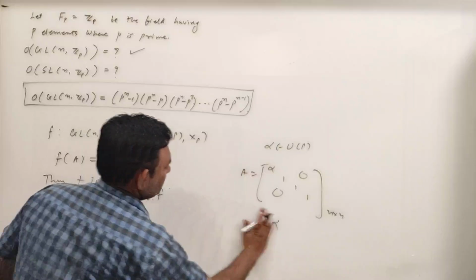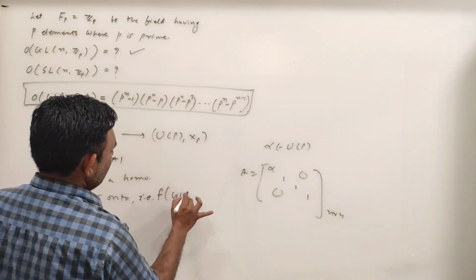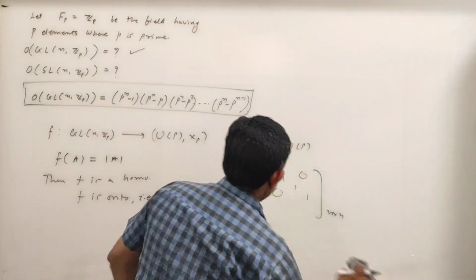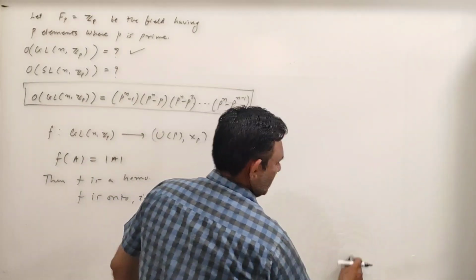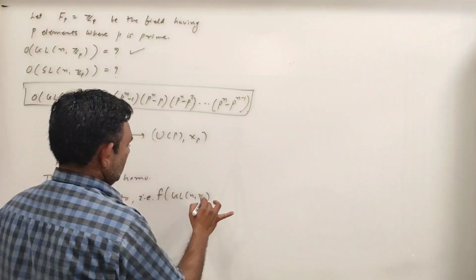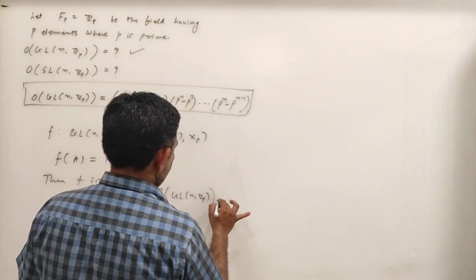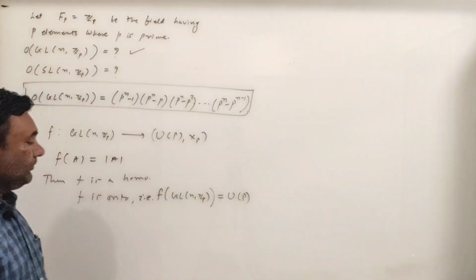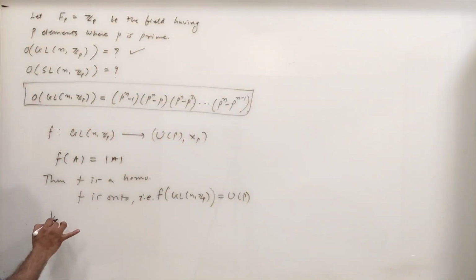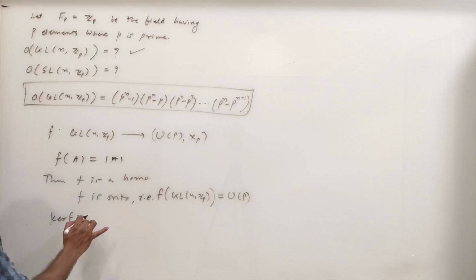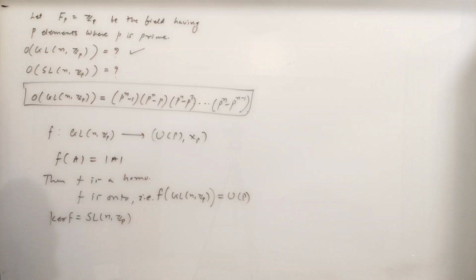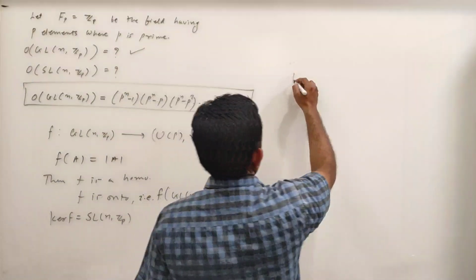So that is what I have: f of GL_n(Z_p) is U_p. Now the kernel of f. Kernel of f will be SL_n(Z_p). Why? Because let me calculate here.